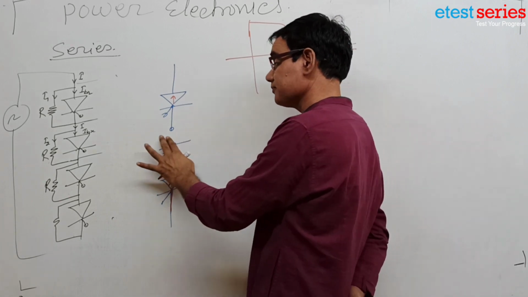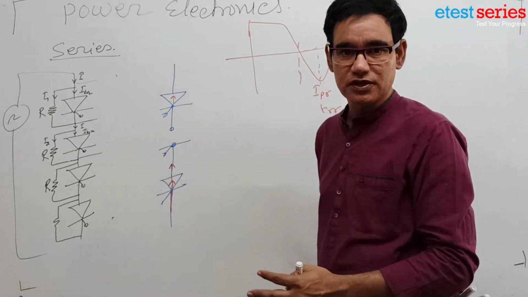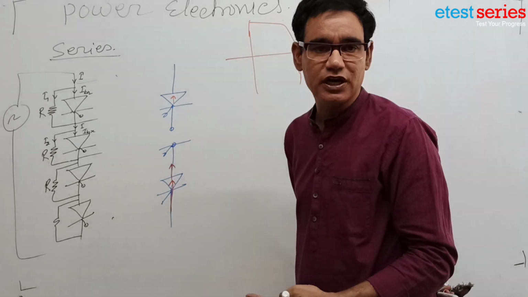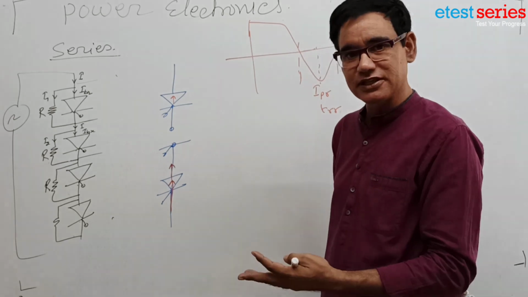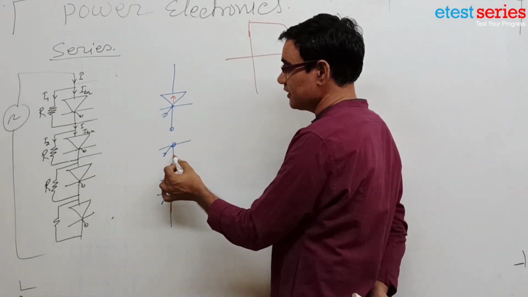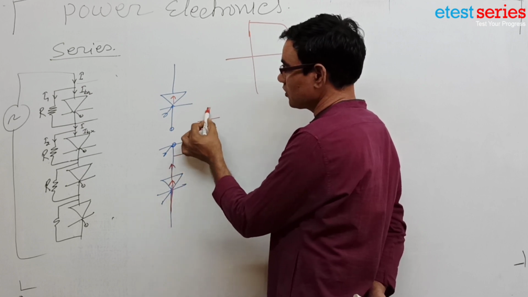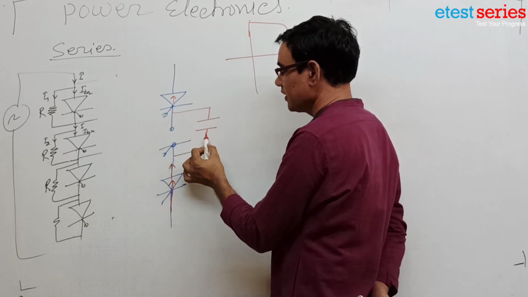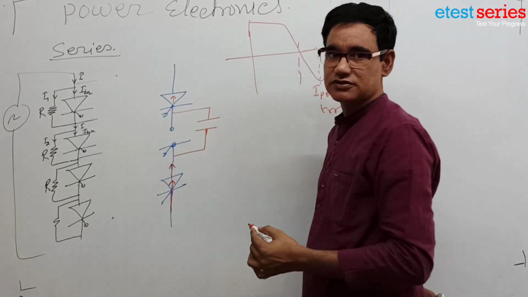But this one is off, so the reverse recovery current cannot pass. It forces the SCR to pass the recovery current, and it will damage the SCR. To avoid this kind of damage, a capacitor is connected across this SCR, so it can easily provide or store the charges.